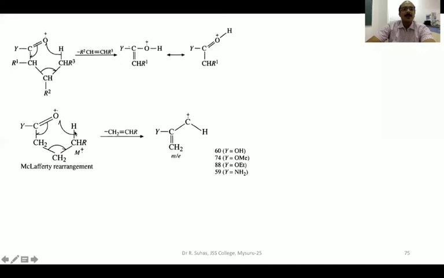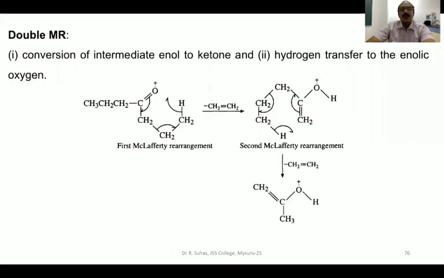McLafferty rearrangement is migration of hydrogen atom followed by the cleavage of beta bond. So this hydrogen is easily moving to this oxygen. This becomes OH. This double bond is moving here. This becomes double bond CH2. So this should be O. Sorry, it has been incorrectly written as C, but this is O. This is OH and double bond CH2. Its m/z will definitely be even: 60, 74, 88. In case of amide, if Y is NH2, then it becomes 59 in rare cases. Along with that, you are going to get a neutral molecule, that is alkene. This is about McLafferty rearrangement.